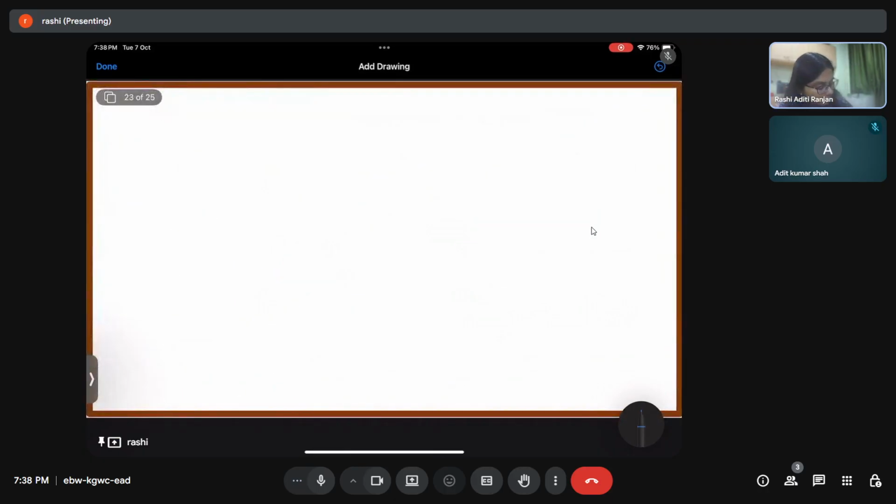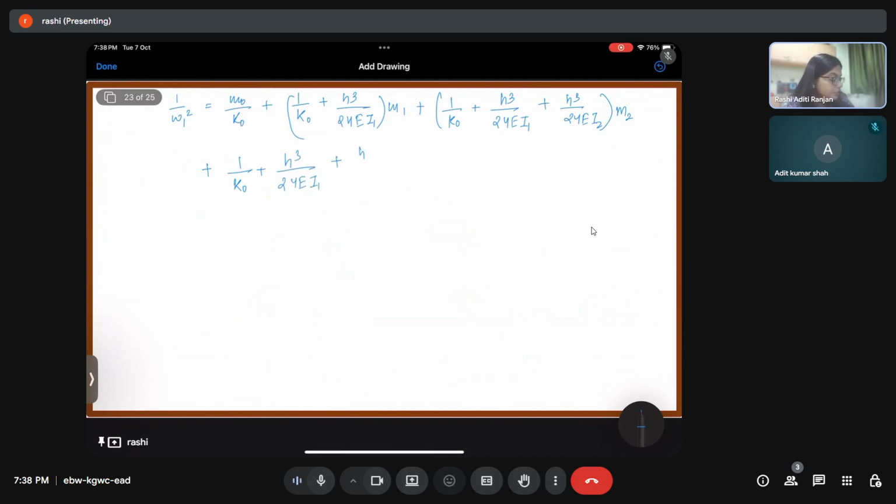So, this will give us 1 by omega 1 square equals m naught by k naught, plus 1 by k naught plus h cube by 24 EI1 into m1, plus 1 by k naught plus h cube by 24 EI1 plus h cube by 24 EI2 into m2, plus 1 by k naught plus h cube by 24 EI1 plus h cube by 24 EI2 plus h cube by 24 EI3 into m3. This is going to be the total contribution, and then from this we can evaluate omega 1 square.